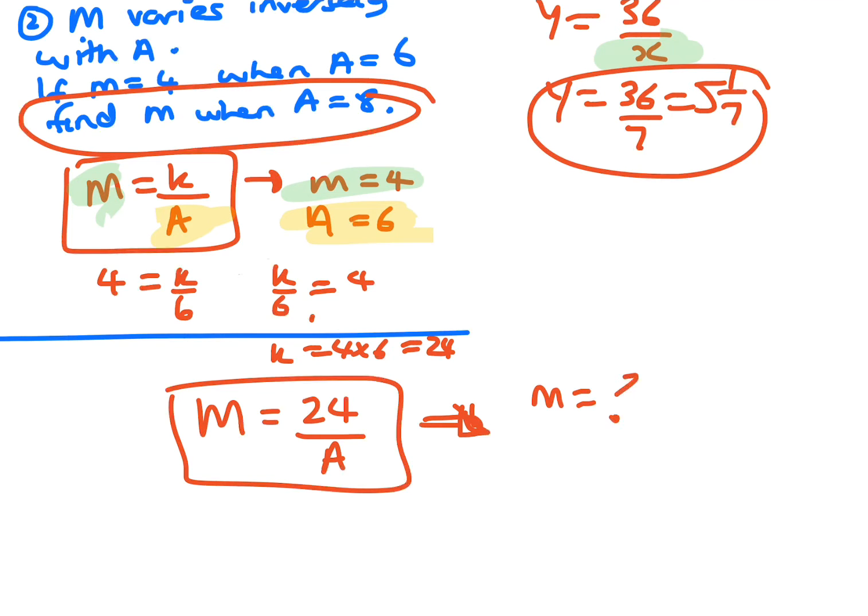You want to find what m is when a is equal to 8. So m is 24, and in place of the a, you can put 8. So 24 on 8 is 3.